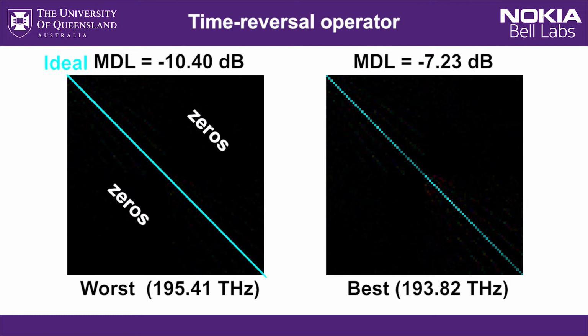If we look at the time reversal operators that we've measured for the best and worst case frequencies, we can see that the results are indeed very diagonal, but if you look closely, there is some crosstalk in the off-diagonal elements, meaning the columns of our original matrix were not completely orthogonal. And there's also different amplitudes along that diagonal, meaning not all addressable channels have the same loss.